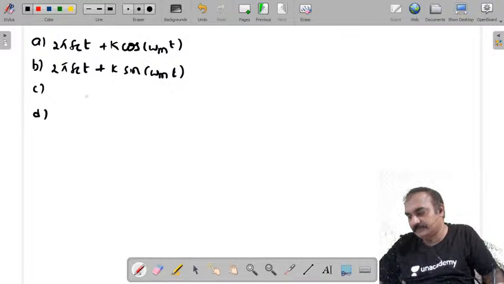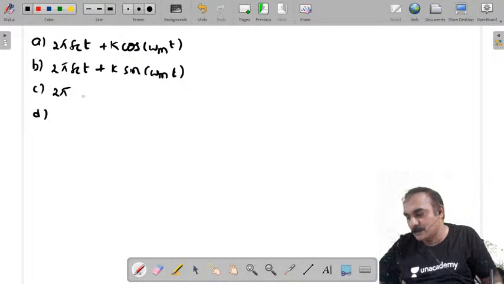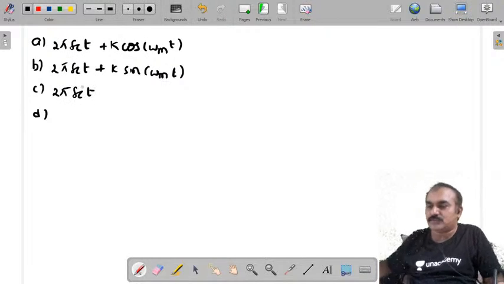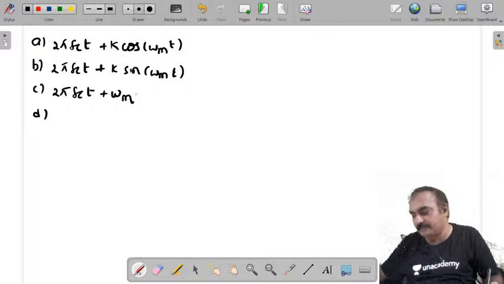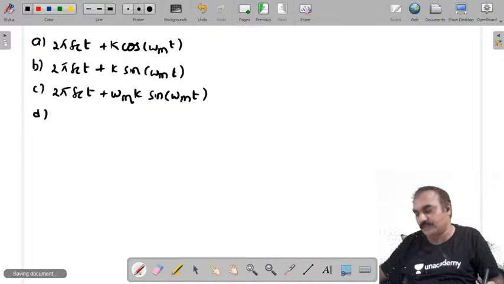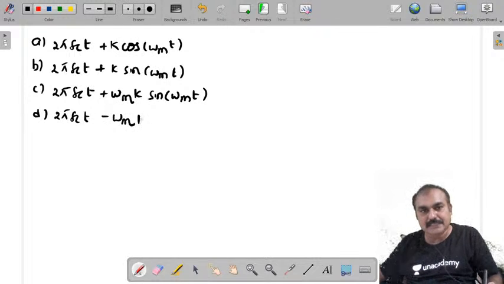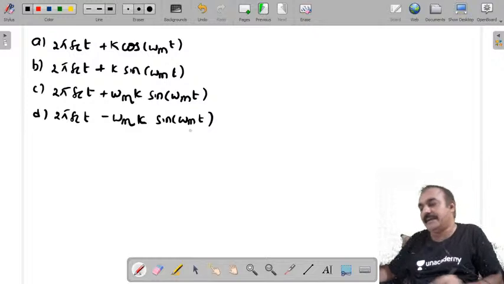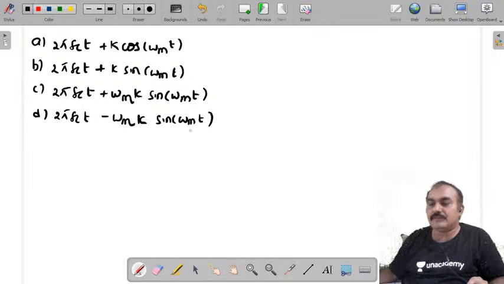Third one, 2 pi into Fc into T, my dear students, plus omega m into K into sine omega m into T. Fourth one, 2 pi Fc into T minus omega m, that is K into sine omega m into T. He has given the four options, my dear students, like this. Now we need to find out the instantaneous frequency.